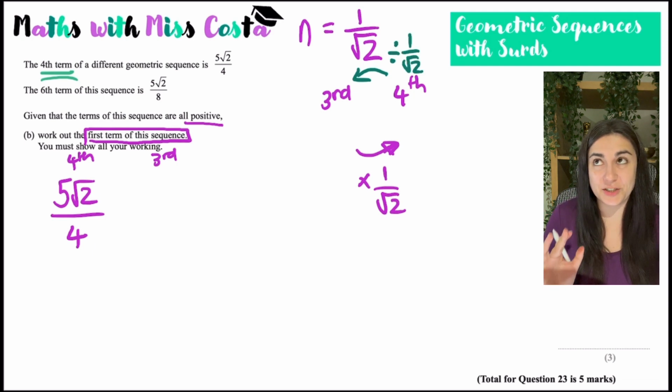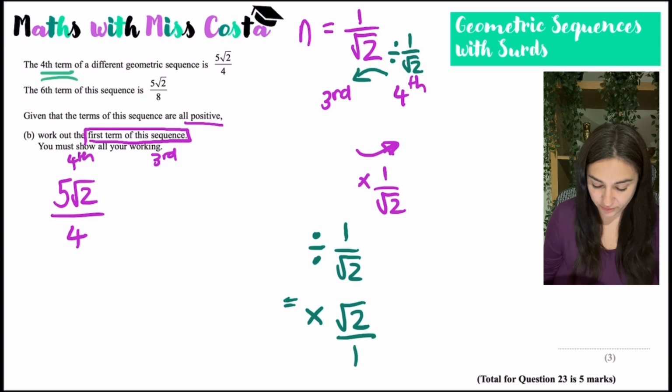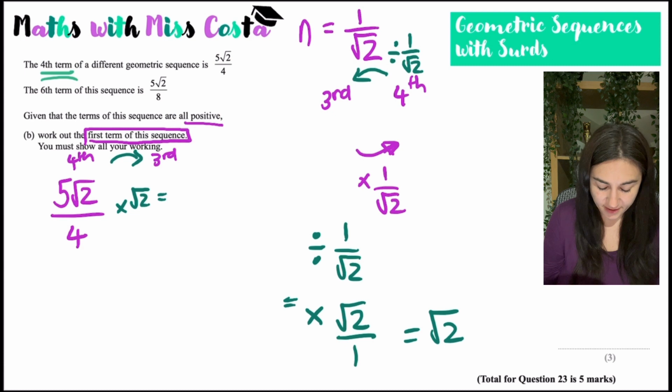Now, just to make life easier for yourself, when you're dividing by a fraction, what are you doing? It's the same as multiplying by its reciprocal. So essentially, it's the same as multiplying by root 2 over 1, which is just root 2. So to make your life easier, hopefully you simplify the fraction. So to get from the 4th term to the 3rd term, I'm going to multiply by root 2. So the 3rd term is going to be 5 times by 4 over 4.